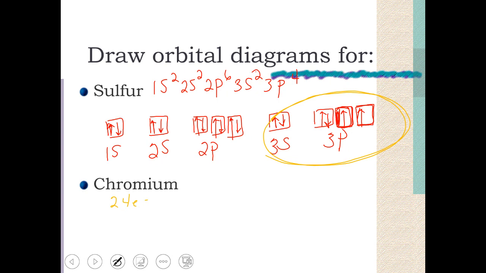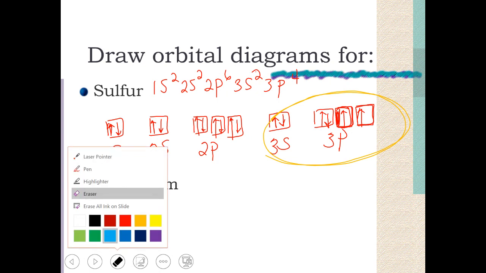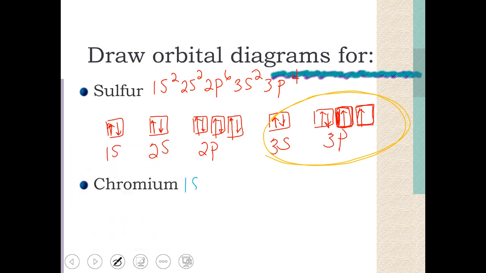So I'm going to start working on the configuration. I just need some space. So I've got 10, 20, I need 4 more. So that's what the configuration looks like. I won't give you orbital diagrams for anything too huge. Run out of room on a test paper.